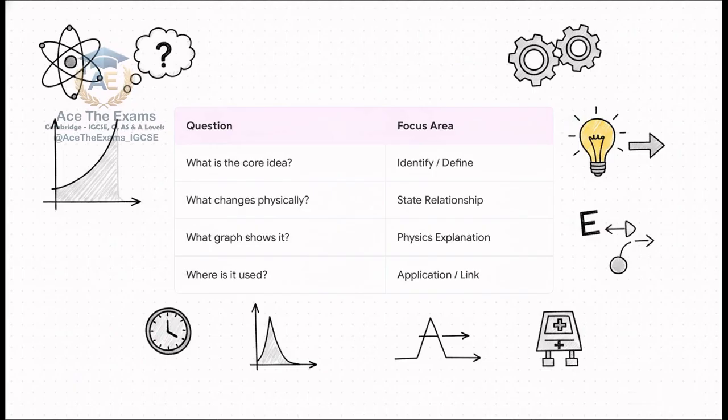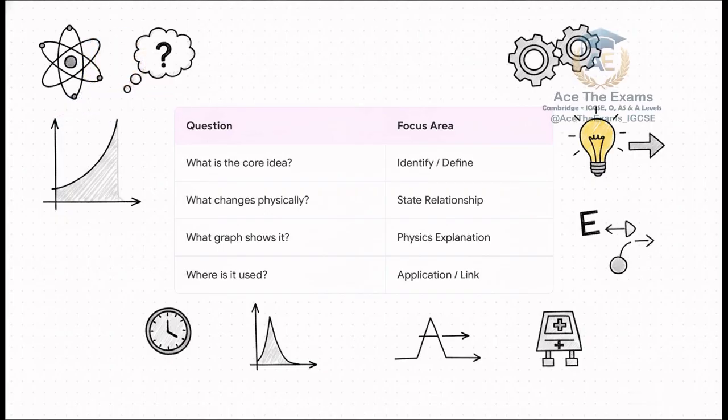This forces your brain to identify and define the phenomenon clearly before you start rambling. 2. What changes physically? This specifically prompts you to state the exact relationship or the required equation. 3. What graph or diagram shows it? This visually pushes you to explain the underlying physics conceptually. 4. Where is it used? This absolutely guarantees you hit the application and link marks that everyone else forgets.